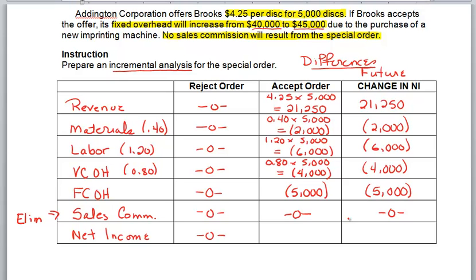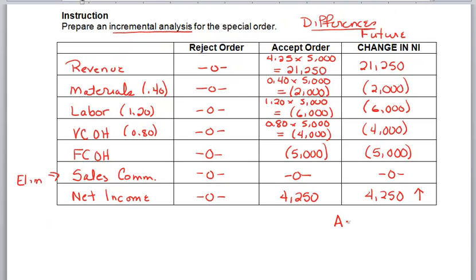So then if I take $21,250 in new revenue, when I add up all the expenses, that's 10 plus 7, 17,000. 21,250 minus 17,000, I get net income of 4,250, which means I would have a change in future net income of the same 4,250. So because this is an increase in net income, we should accept the offer.